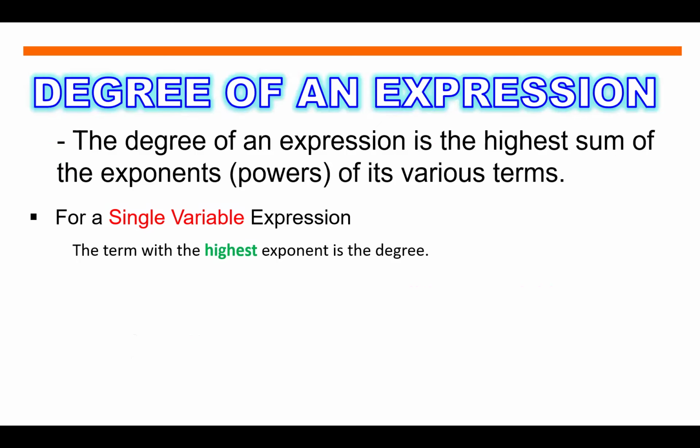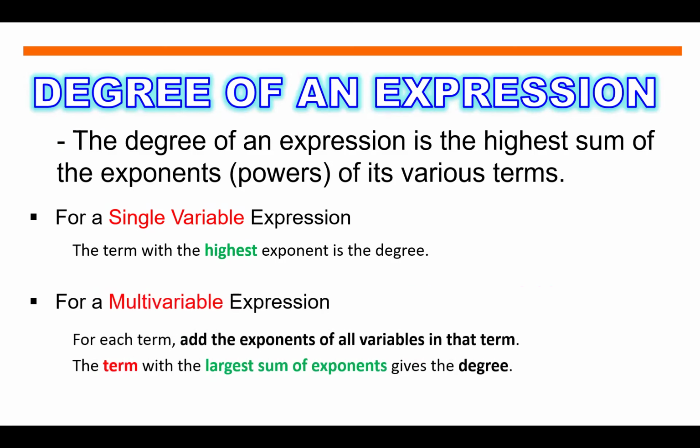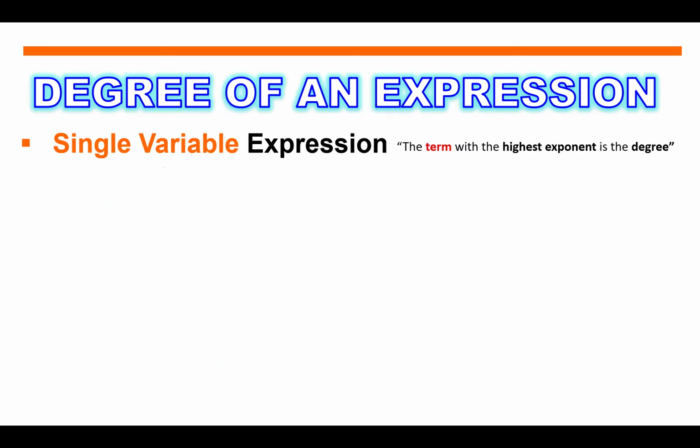So the degree of an expression is the highest sum of the exponents or powers of its various terms. For a single variable expression, the term with the highest exponent is the degree. And for a multivariable expression, for each term, add the exponent of all variables in that term. The term with the largest sum of exponents gives the degree. So let's have an example.